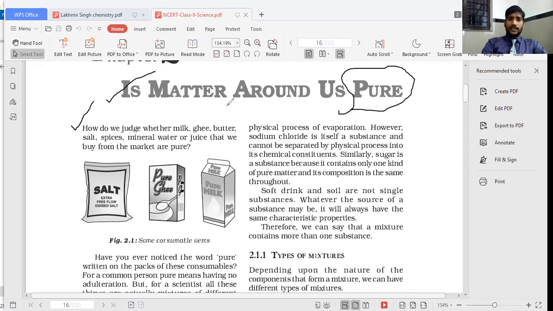How do we judge whether milk, ghee, butter, salt, spices, mineral water or juice that we buy from the market are pure? In general language, we go to the shop and we say, give me pure ghee. Chemically pure ghee is not possible. Pure milk, not possible. Milk is a colloidal solution, having water, lactose sugar, other proteins, minerals, etc. So technically these things are not pure.